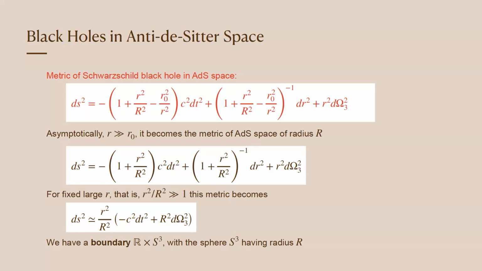Okay, now again, from this metric, for a fixed large R, take this limit, R squared over r squared much greater than 1. This metric becomes something like this. Okay, this is a familiar metric. We saw this earlier. So this tells us that there is a boundary which is given by this R cross S3, with the sphere S3 having this radius R of the AdS space. Okay, so there's a boundary of this AdS space. So that will be useful later.